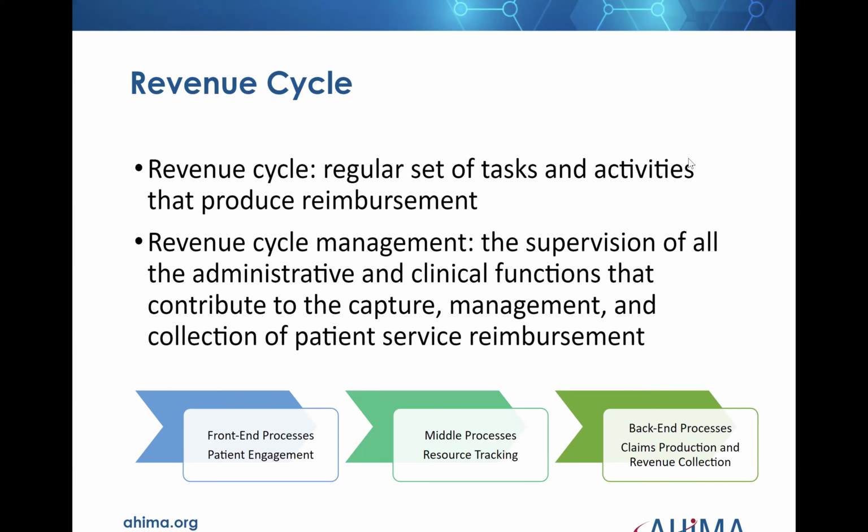So when we talk about revenue cycle, we're talking about the types of things that we talked about a lot in HIM 160. This includes the patient engagement. Registration is an often neglected one. That's the focus of this chapter. The middle processes deal with the resource tracking. And then finally, the back end. This is producing a claim, the revenue collection, etc.